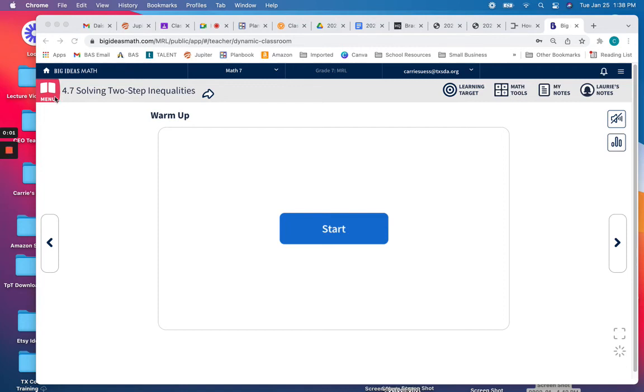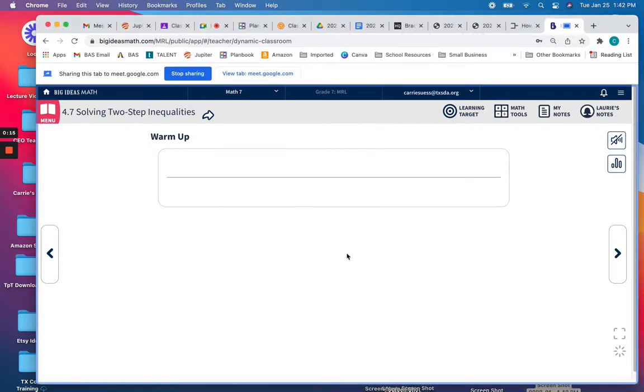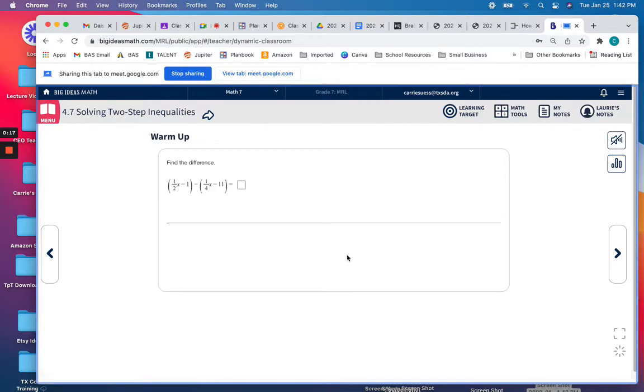Alright, 7th grade, you're going to be doing 4.7, solving two-step inequalities. Alright, so begin working on the warm-up for 4.7, solving two-step inequalities. I'll give you just a few minutes to solve this.